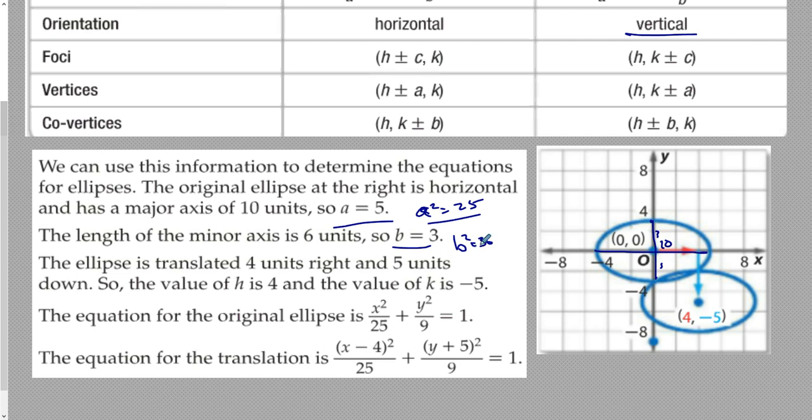So b is 3, so b squared is 9, not 36, 9. We got to cut it in half. That's my fault. B is 3, we square that, it's 9.